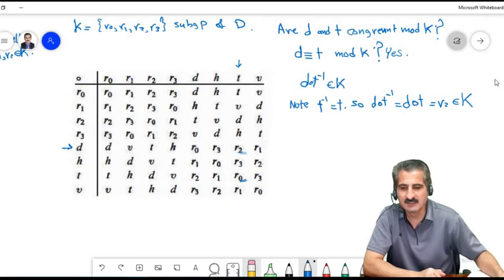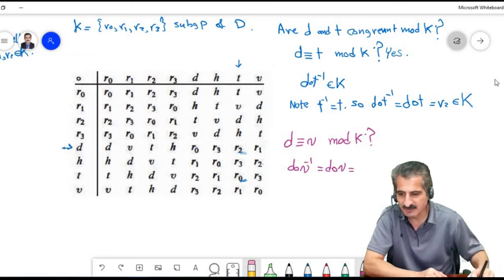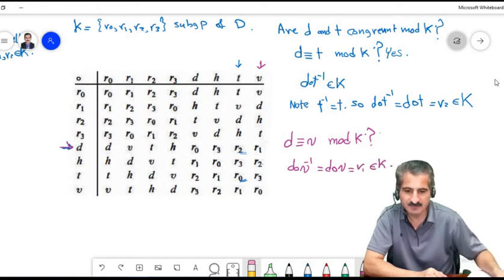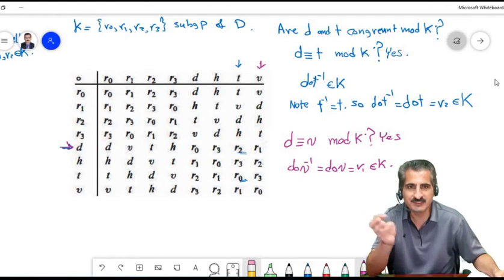Okay. Now let's ask another question. What about D and V? Are they congruent modulo K? So let's do it quickly. The inverse of V, V inverse, is V itself. So compose D with V. This is D and this is V. D composed with V is R1. So it belongs to K. Oh, okay, good. So this is also yes. So D is congruent to H and to T and to V.